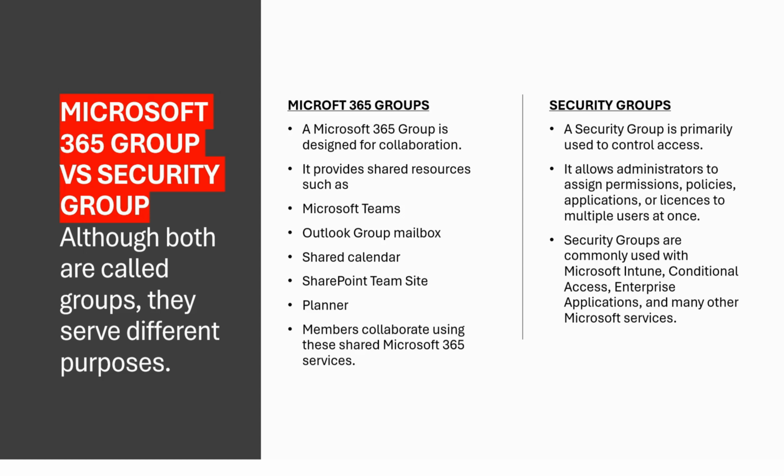Security groups are commonly used for applications like Intune and also managing conditional access, enterprise applications, and many other Microsoft services. So in a nutshell, 365 groups are mainly for collaboration, whereas security groups are mainly for access and permission.